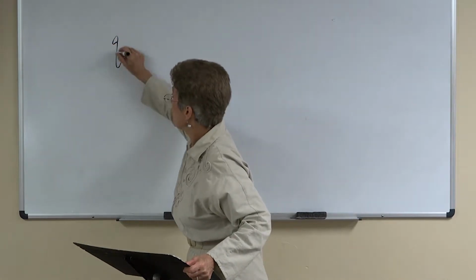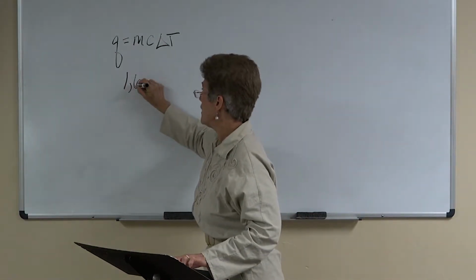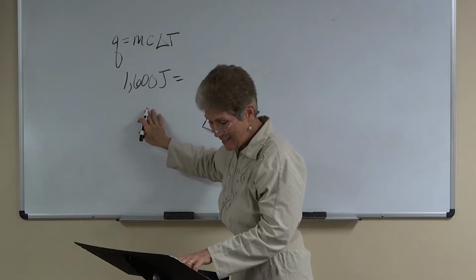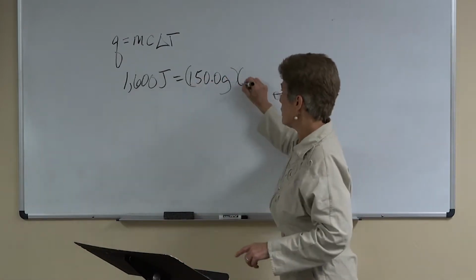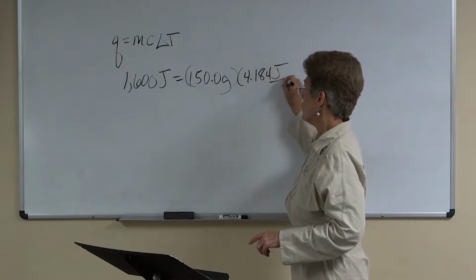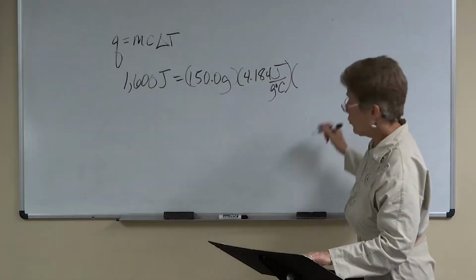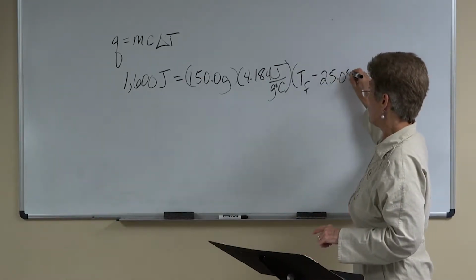Number 2, 150 grams of water in a liquid phase gains 1,600 joules of heat. If it started out at a temperature of 25 degrees, what is the final temperature? Okay, so here, once again, we have Q equals mc delta T, and we're given that it loses 1,600 joules, and, oh, it gains 1,600 joules. That made a difference. I was about to put a negative there, but it gains 1,600 joules. We were told that it's 150 grams. We have memorized the specific heat of water, 4.184 joules per gram degrees Celsius. And we know that this is the final temperature minus the initial temperature, and we're looking for the final temperature, and we started out with the initial temperature of 25.0 degrees Celsius.